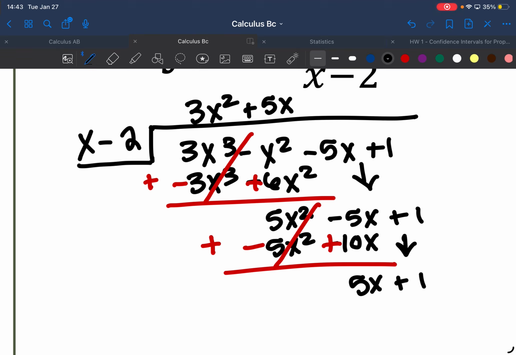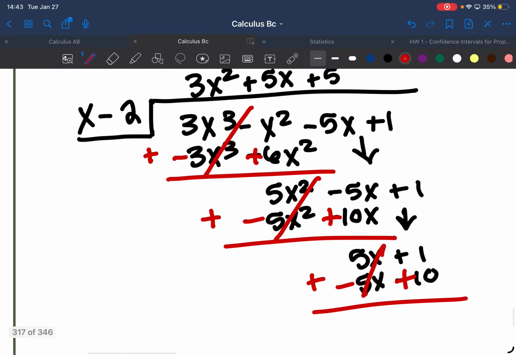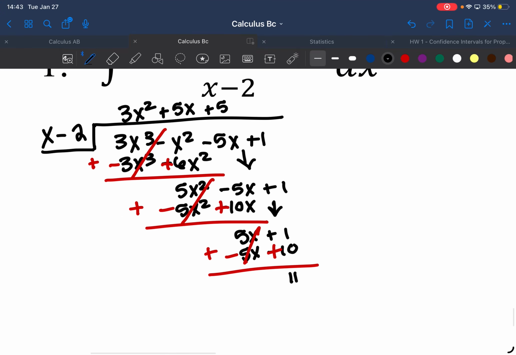And then I'm looking at the next part. What can I multiply x by to get 5x? 5. So 5x minus 10. Change the signs. Add everything down. First term should cancel. And then I'm left with 1 plus 10, which is 11. When you get down to here, you'll notice there's no x left, so I can't figure out what to multiply to get to 11. So what you learned in Algebra 2 and pre-cal is this just becomes the remainder of 11 over what you were trying to divide by, so x minus 2.